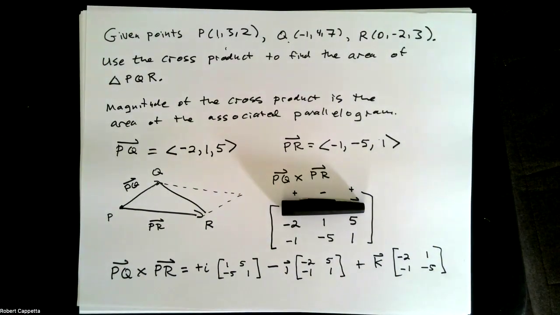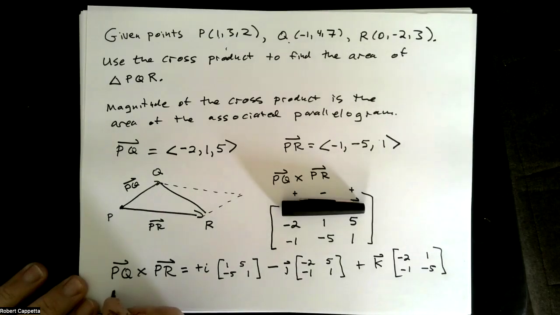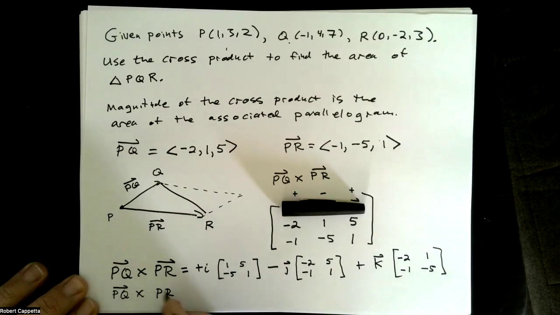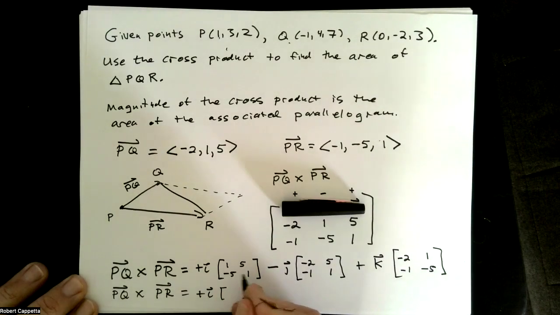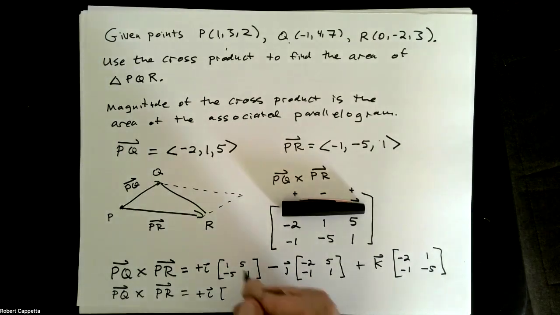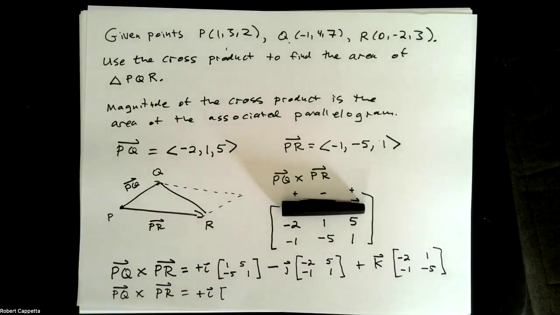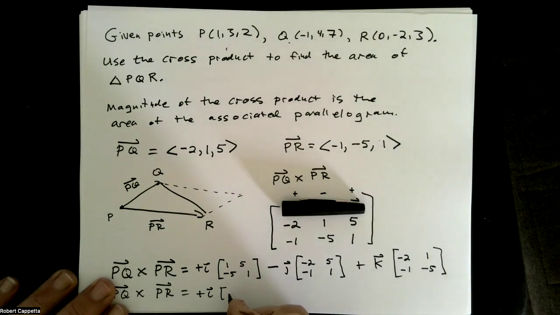And then we have to go ahead and do the determinants of these things. So what will that give me? Plus i times what? 1 minus negative 25. Multiply across this way first. 1 times 1 is 1. Multiply across this way. Negative 5 times 5 is negative 25. So 1 minus negative 25 is going to give me 26.